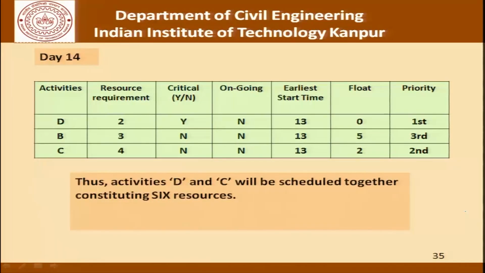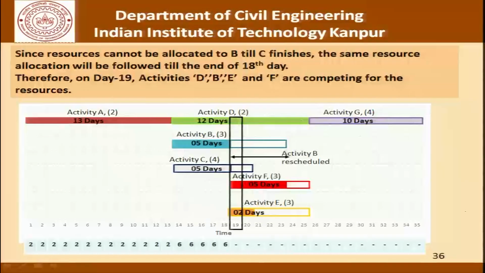That is, activities D and C will be scheduled together constituting 6 resources and activity B will be delayed. Please note that even though we are consuming only 6 resources, we cannot start B because it requires 3 and we have only 2 available. Moving on, this situation will continue till day 18.